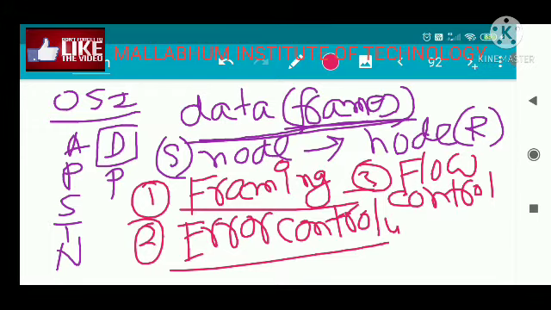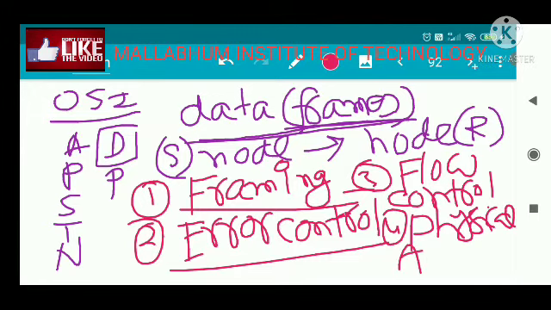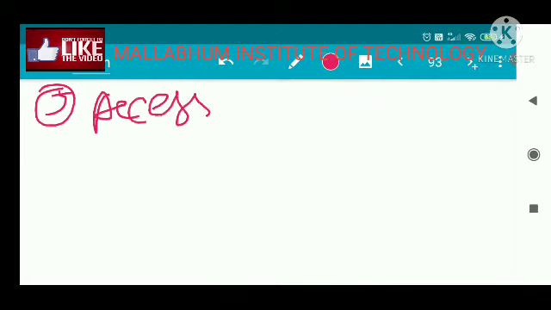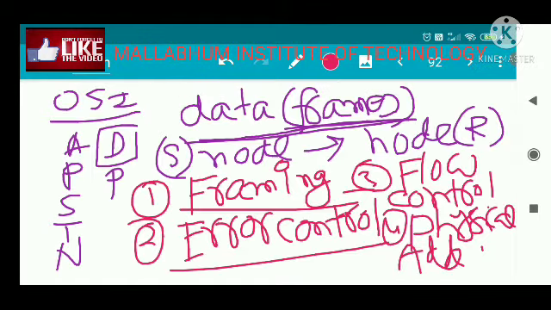The next service provided is physical addressing. And the last service provided is access control. So these are the different types of services provided by the data link layer. The first one is framing, the second one is error control, and I have discussed error control.